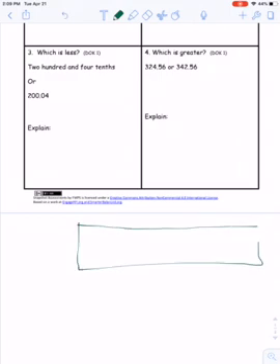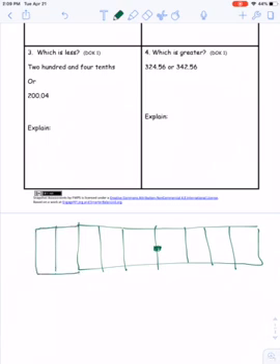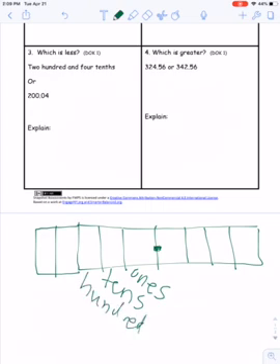So let's just draw one. I'm going to make this many, and maybe I'll add some this way. Starting this way, this is my ones place, my tens, hundreds, next is thousands, and 10,000s, and we could keep going.